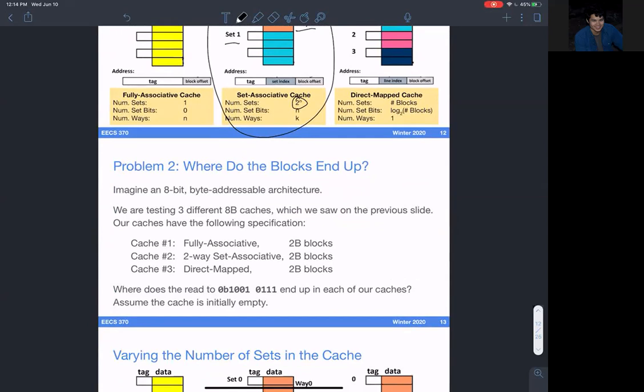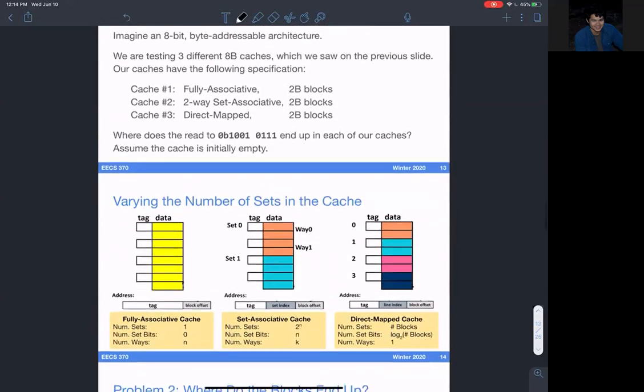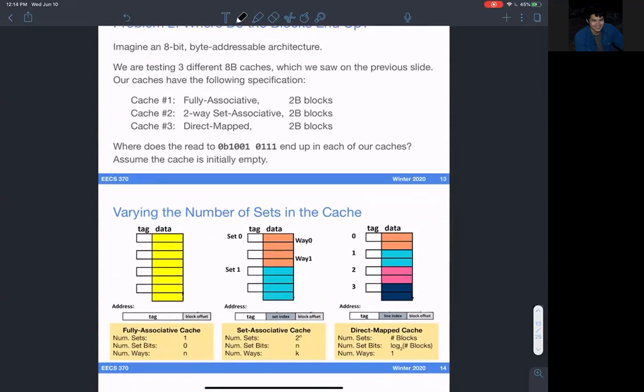Because they're initially empty, we know that this read is going to have to be a miss. So we're going to see which block it fetches. So for the first one, my first question for all of you is, how many bits are going to be used for block offset and set index for the fully associative cache?